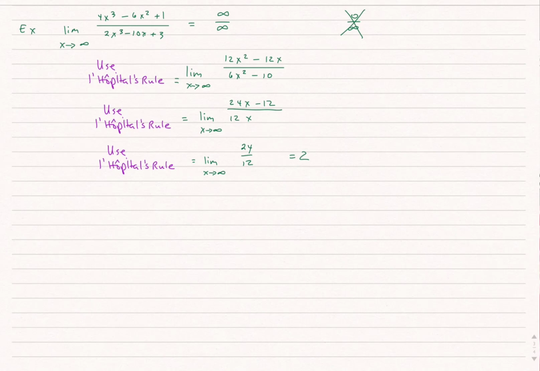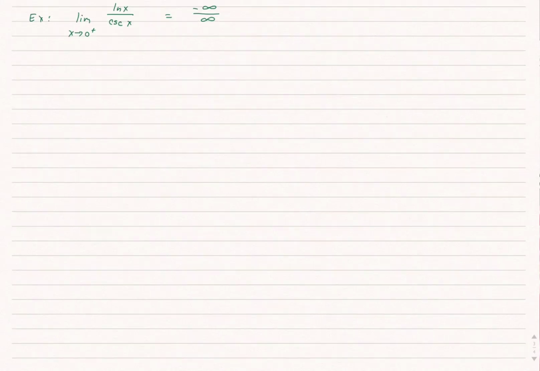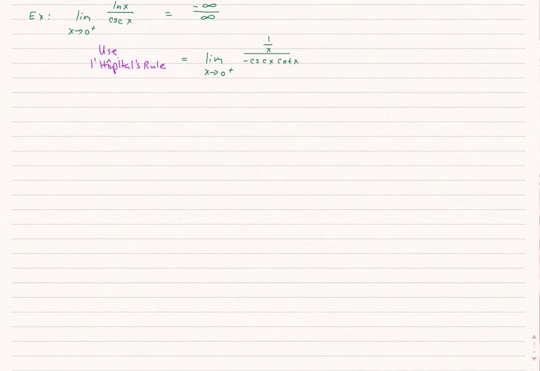Let's do another example. When I do direct substitution of the limit as x approaches 0 from the positive side of natural log of x over cosecant x, I get negative infinity over infinity. Notice that this is fine. As long as it's infinity over infinity, whether it's negative or positive, we can still use L'Hopital's rule. After I take the derivatives, I'm going to have to do one more step. I'm going to have to simplify this.